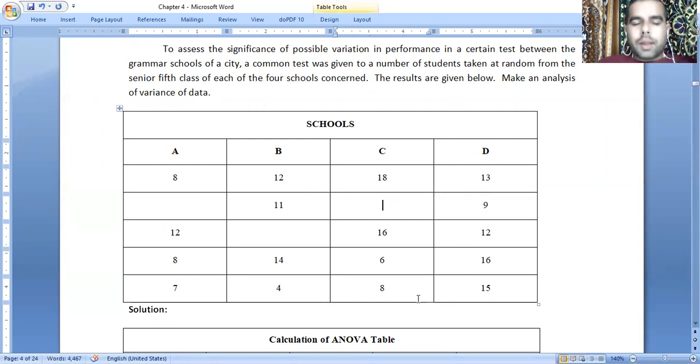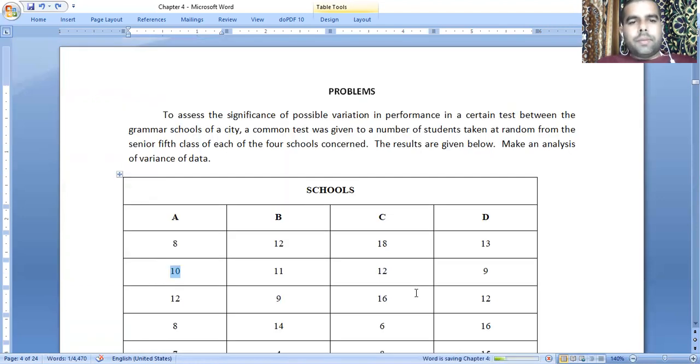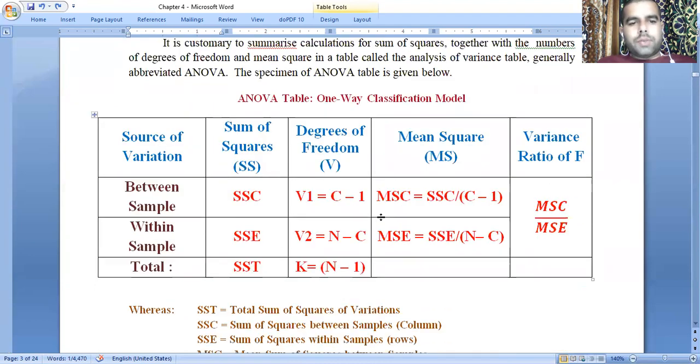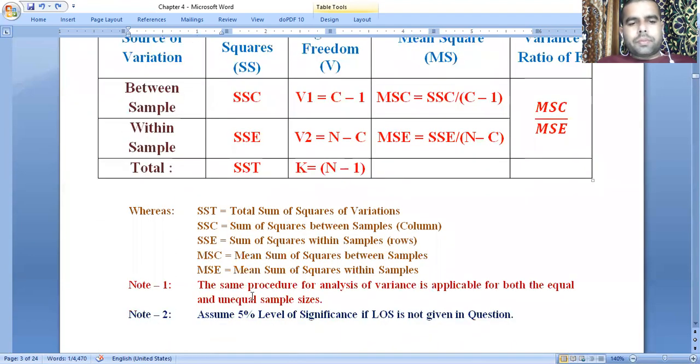In the given problem, equal or unequal values may be given. With the same procedure, the same table, you will get the same SSC value, and we have to follow the same procedure. That's the explanation of note number 1. Next one, observe carefully: the same procedure for analysis of variance is applicable for both equal and unequal values.